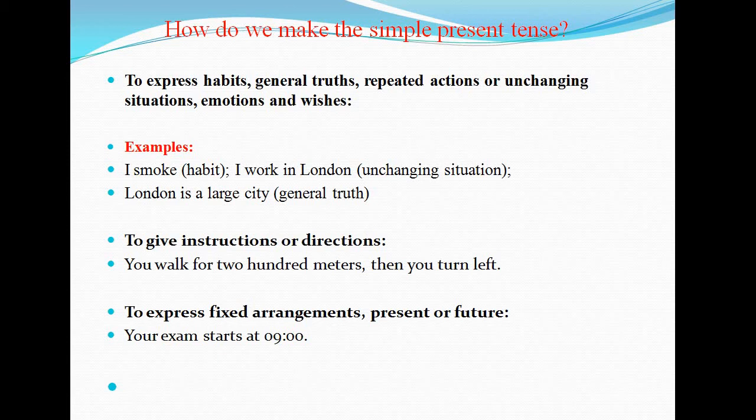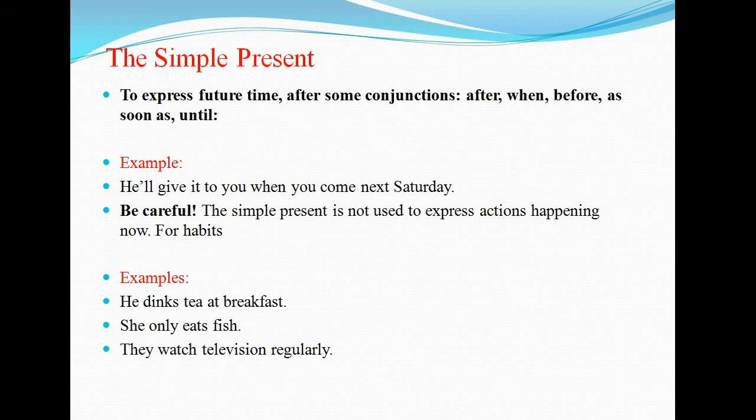To express fixed arrangements, present or future. Your exam starts at 9 o'clock. Maybe you say, I meet you at 3 o'clock. This is also future with a simple present tense. She goes to school tomorrow. We can say it like this. It's possible. We are showing the future.